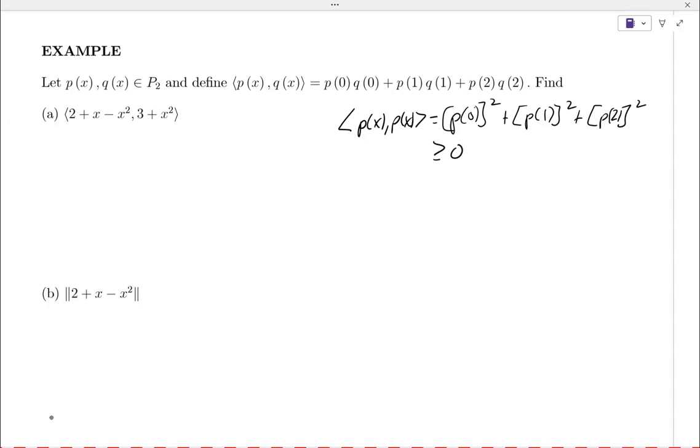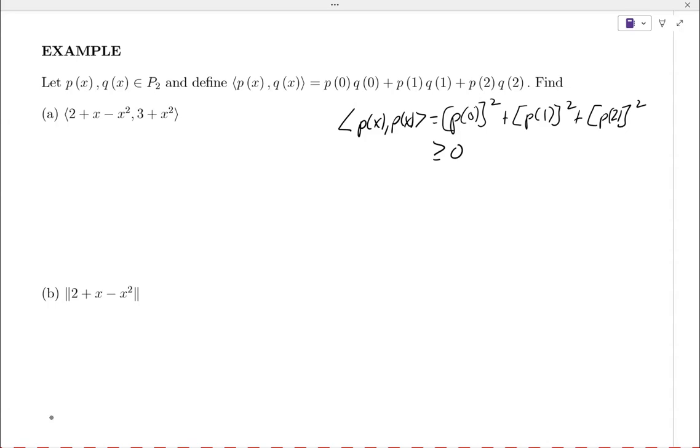The second part, though, says that the only way to get 0 out of an inner product of a vector with itself is to use the 0 vector itself, right? If and only if. Okay? Well, certainly if I take the 0 polynomial, I get 0. So the one direction is easy, correct? If I use the 0 polynomial, then p of 0, p of 1, and p of 2 are all 0, and I get 0 out. Okay? The other way is a little bit trickier.